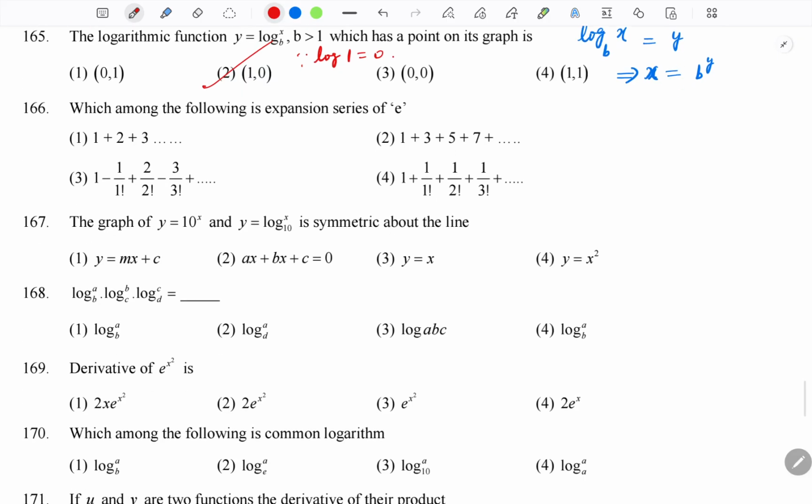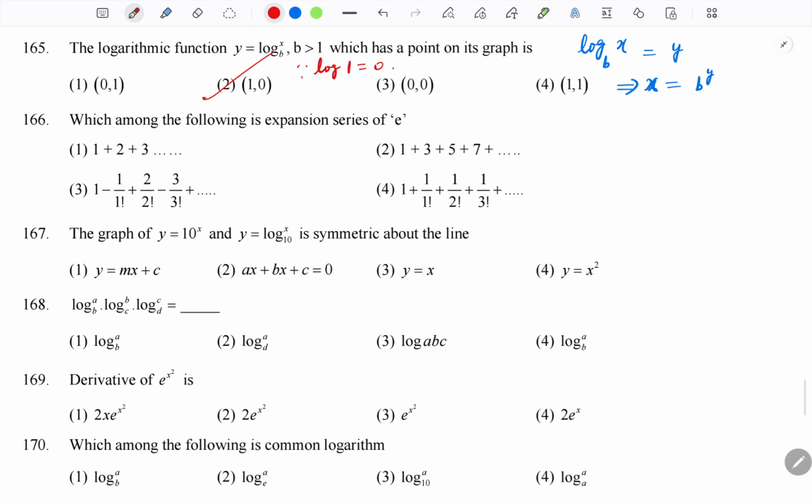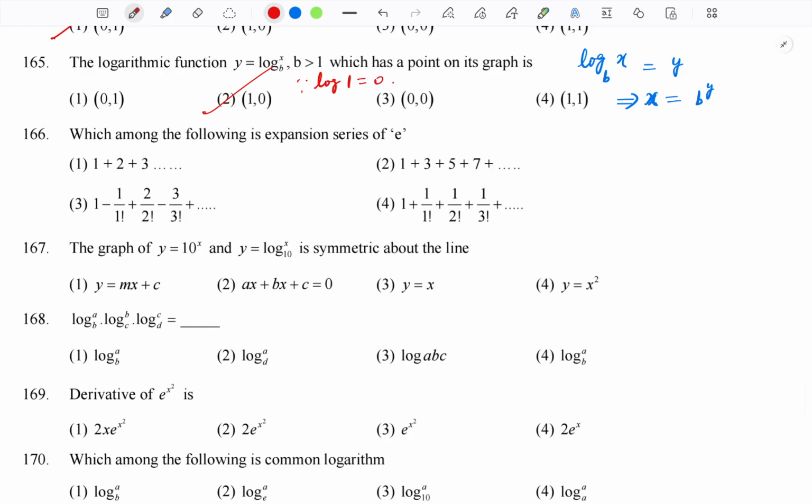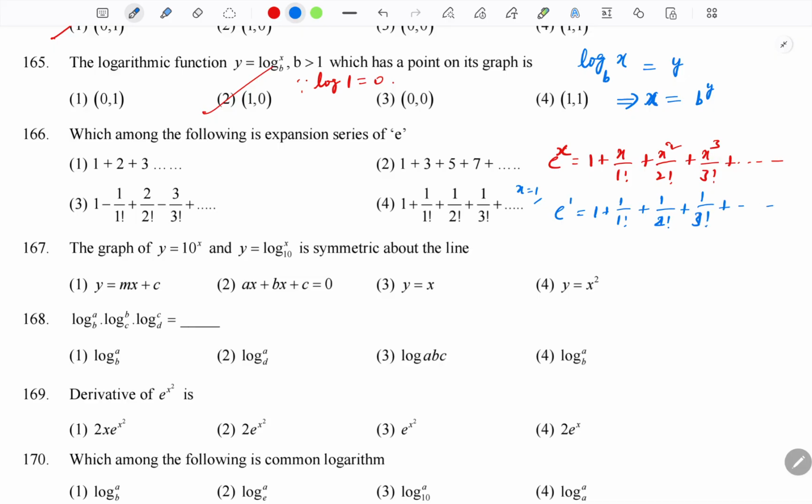Next, which of the following is the expansion of e? First of all, what is the e power x expansion? 1 plus x by 1 factorial plus x square by 2 factorial plus x cube by 3 factorial plus and so on, right? Observe with this standard form, what is the x value here? They gave only e, so nothing is there, which means 1. The x value goes to 1. Substitute x equal to 1, then e power 1 equals 1 plus 1 by 1 factorial plus 1 square, means 1, by 2 factorial plus 1 cube, that is 1, by 3 factorial plus and so on. So which option is it? It is option number 4.